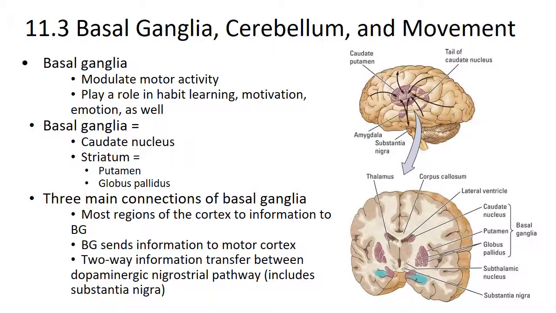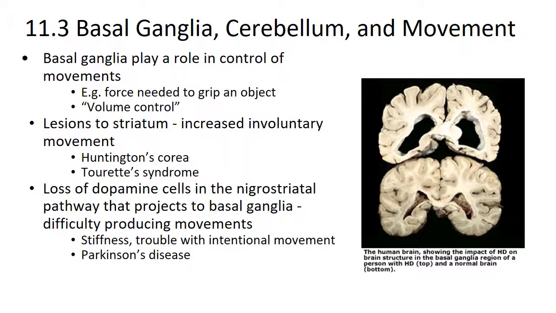dopamine cells. It's actually black with dopamine cells, that's why it's called nigra. One way in which the basal ganglia can be conceptualized in terms of its role in motor activity is that it's sort of a volume control. So it determines how much force is needed in a movement, how strong the movement should be.